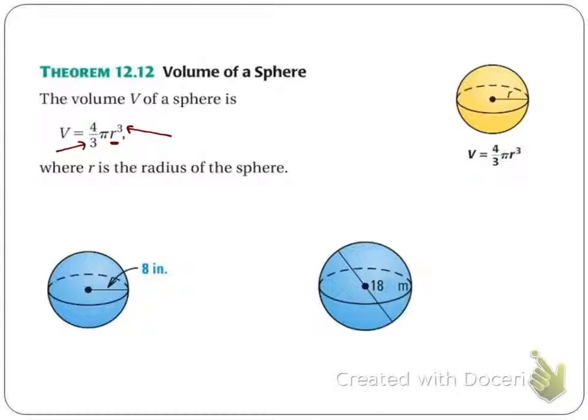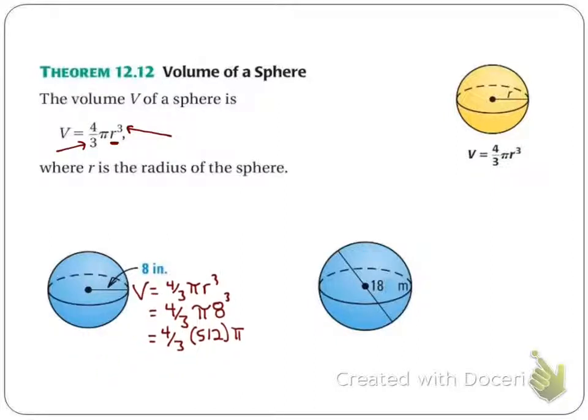So now we're going to look at the same 2 spheres, but now we're going to find the volume. So that's 4/3 pi r cubed, 4/3 pi times 8 to the 3rd. And if we look at 8 to the 3rd, that's 512. So we have 4/3 times 512 pi. Now I want to simplify this.